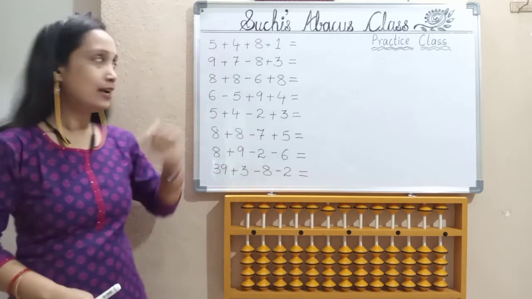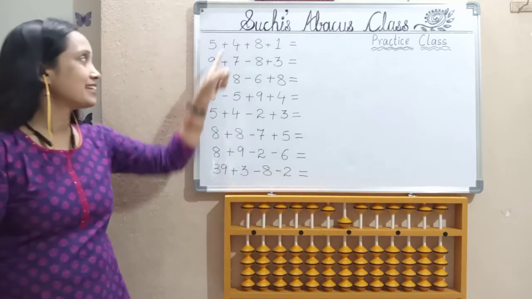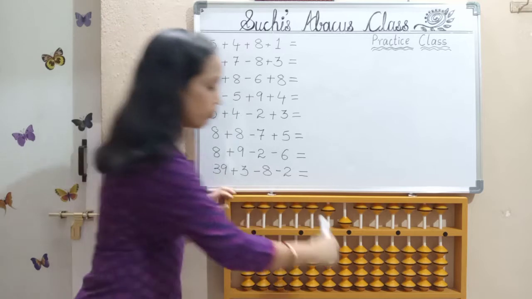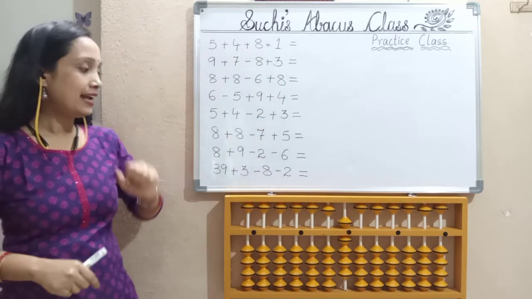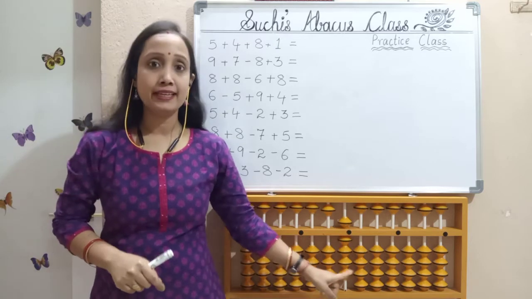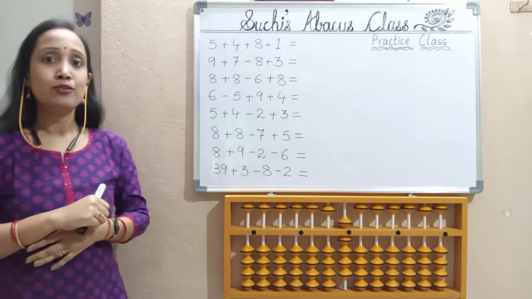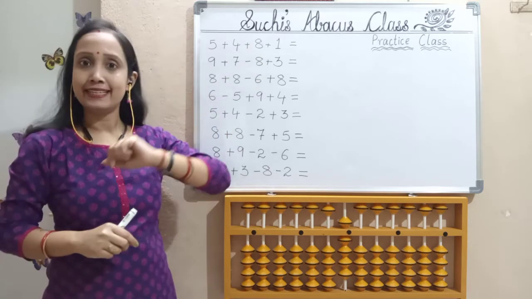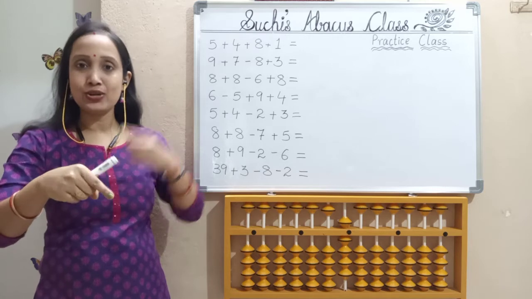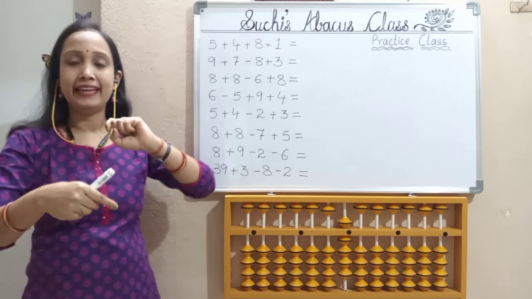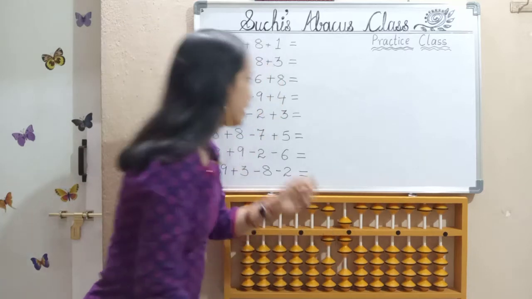First one, add 5. 5 should come down with index. Add 4. 4 beads should come up with thumb. Next, add 8. See, I don't have 8 here. Immediately, what is the next question? Who is 8's friend? Is it add or less? It is add. So, friend should go out, that is less 2, and 10 should come in. Less 2, add 10. See, less 2, add 10.